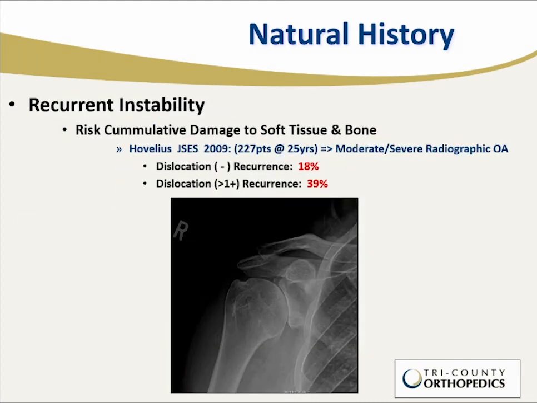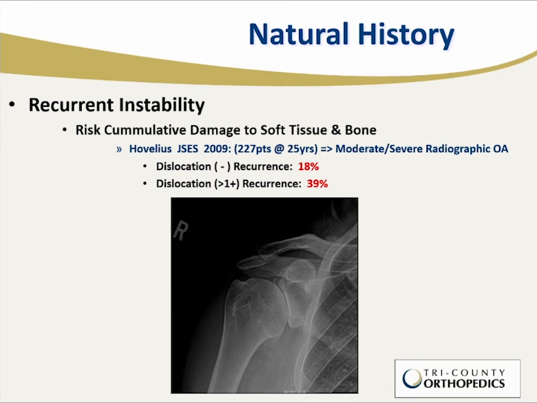So, recurrent instability. The concern really is the risk of cumulative damage to the soft tissue and bone. When it keeps happening, what are the consequences? Are there any consequences? Why should we be concerned? Well, this was kind of a landmark study.